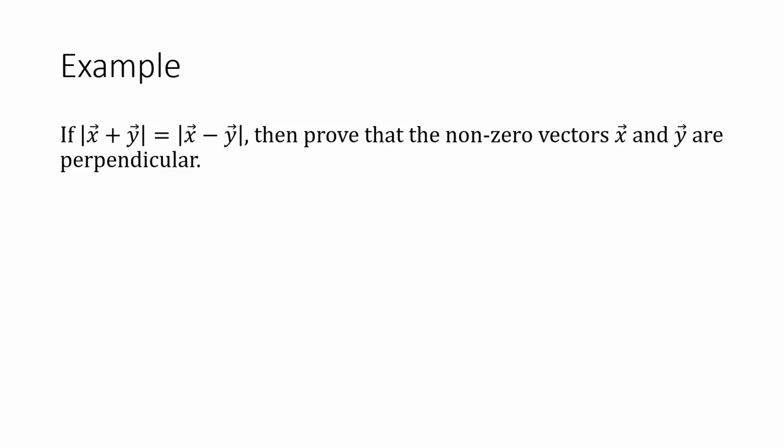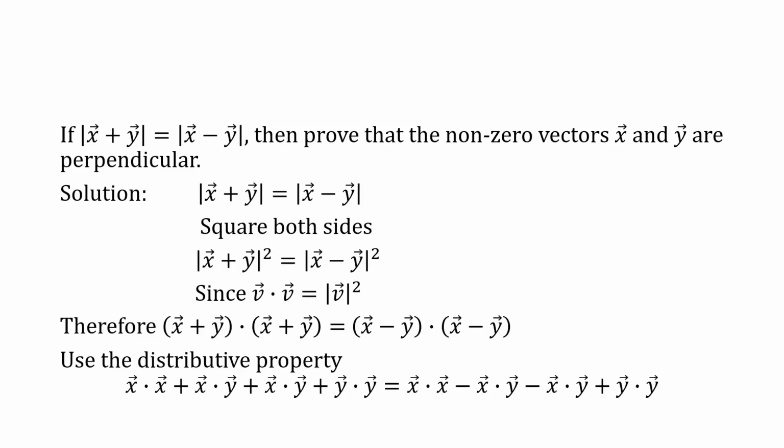Now, in this next example, we will prove that if the magnitude of x plus y is equal to the magnitude of x minus y, and if x and y are non-zero vectors, then that would mean that x and y must be perpendicular. So how will we do that? Well, we begin with the statement given, magnitude of x plus y equals magnitude of x minus y.